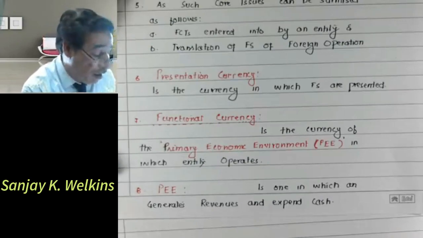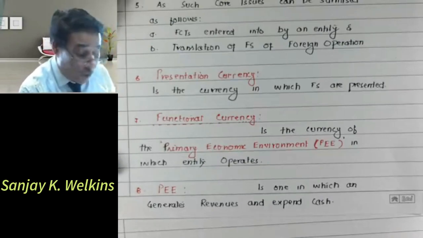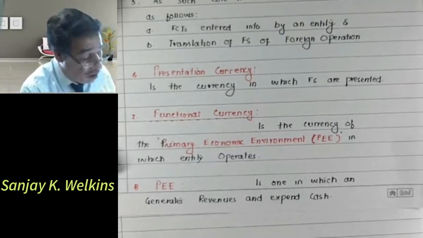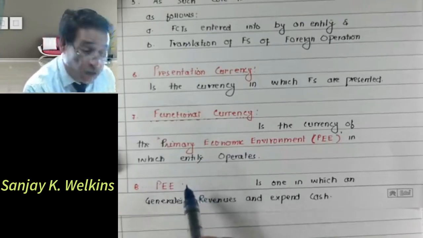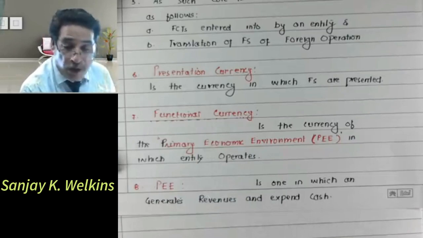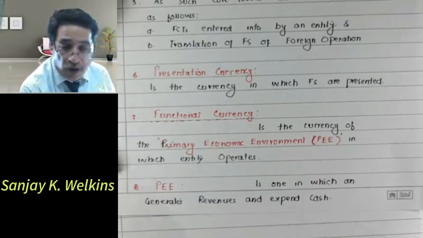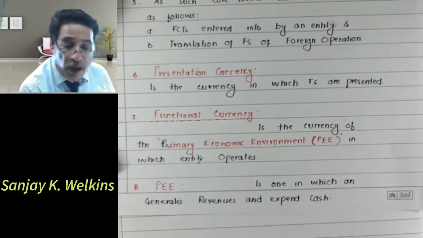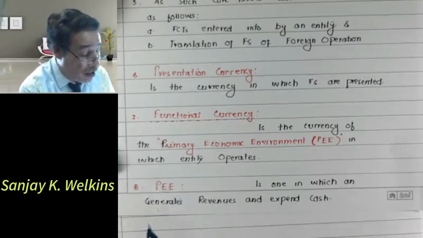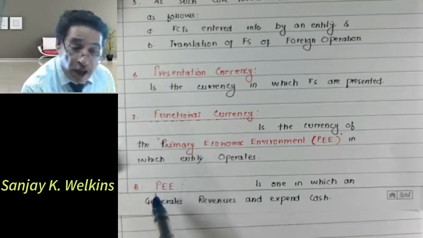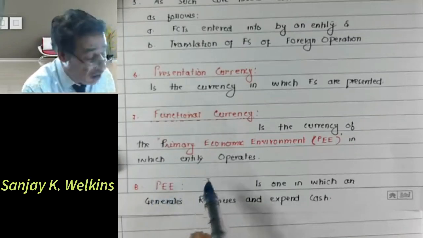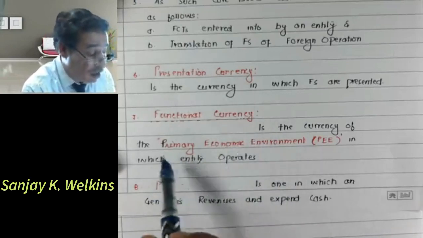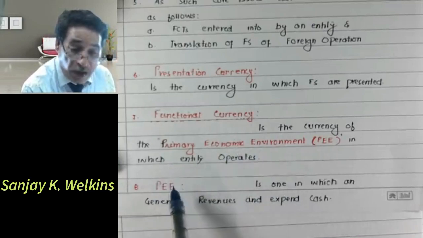So, if your entity is operating in an environment, let us say your entity is dealing mostly in US dollars. Suppose you are an Indian entity, but your sales are expressed in US dollars only, and your expenses are expressed in US dollars. In that case, we may say that the primary economic environment is US dollars, so the US dollar will become your functional currency. Functional currency is the currency of the primary economic environment in which the entity operates.